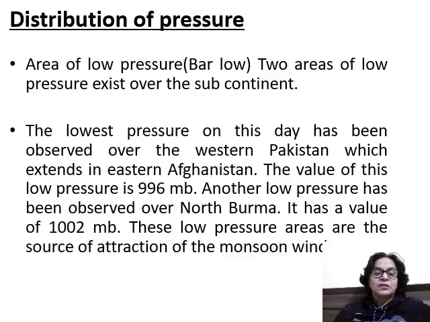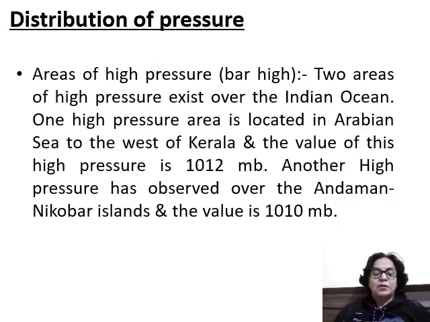Now, if we look at the low pressure, as I said, during summer, low pressure begins to develop over the country, and by this time in July, you can see the low pressure is around 996 millibars and also 1002 millibars over Burma. So, due to the low pressure, the monsoon winds are attracted into the country, or they're drawn towards the land from the sea. The highest high pressure is to the south, located in the Arabian Sea to the west of Kerala, and there is another high pressure in the Andaman Nicobar Islands.